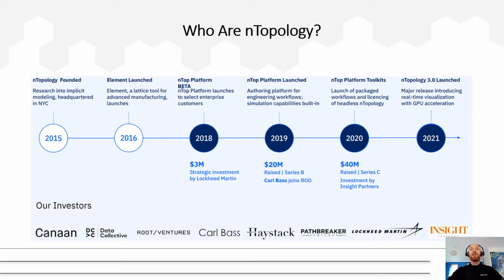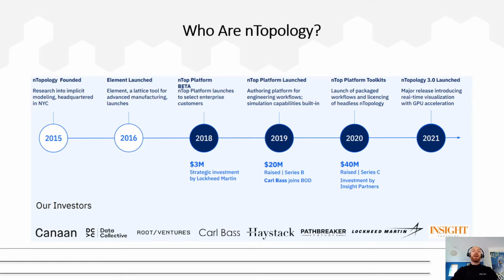So who are nTopology? The company was founded in 2015 and quickly released their first software package called Element. Element was focused on lattice generation and manipulation, and it was aimed to really fill a void where traditional CAD systems fell short in working with these quite complex structures. And nTopology could really excel here because it was based on a new and very unique mathematical architecture.